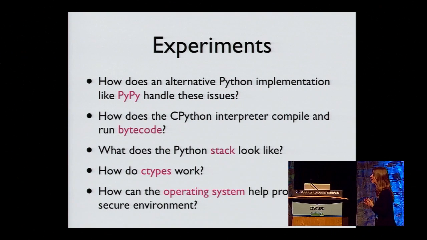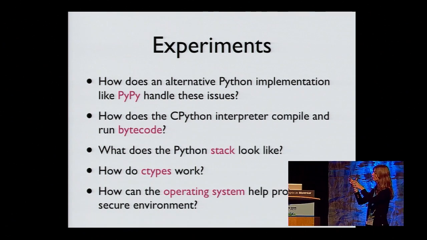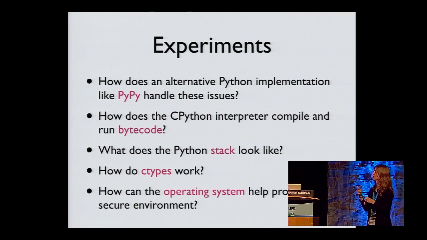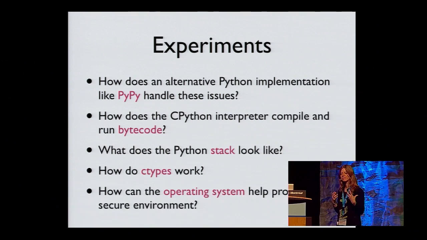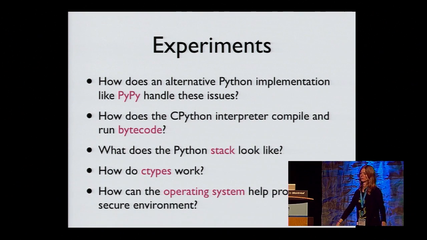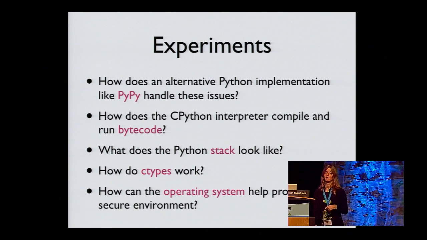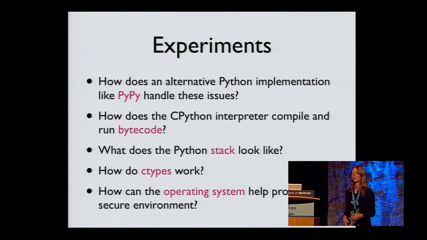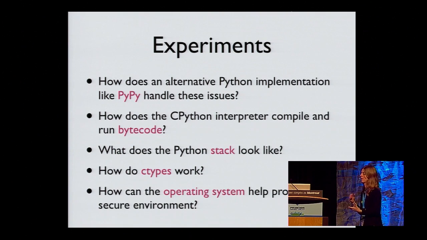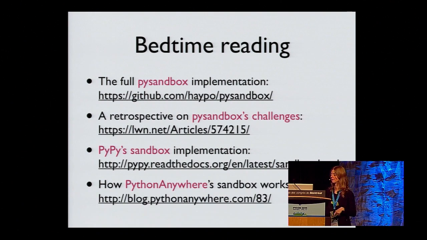And here are a couple of fun experiments. This is the kind of thing that I would do on the weekend if I had more time. We could look into how PyPy does this. We utilized some CPython-specific details while going through this experiment. How does PyPy do it? How exactly does the CPython interpreter compile and run bytecode? What does the Python stack look like? Coming from a C world, I have a very clear picture of that, but is it more complicated in the Python world? ctypes, this foreign function interface to be able to hook into C code, that seems like a very nifty trick. How does that work? And then how exactly can the operating system help provide a secure environment in this context? So a couple of fun experiments that we could run through together.